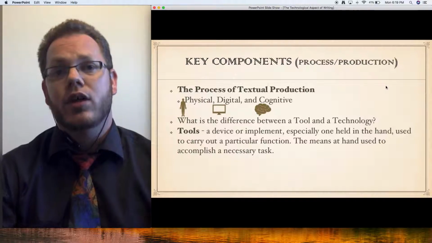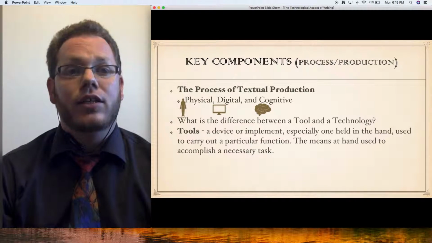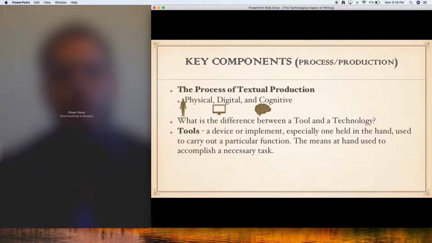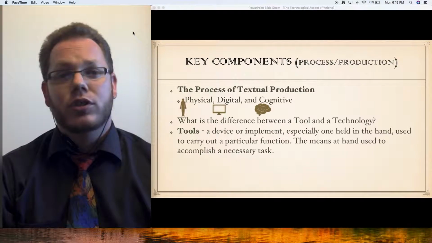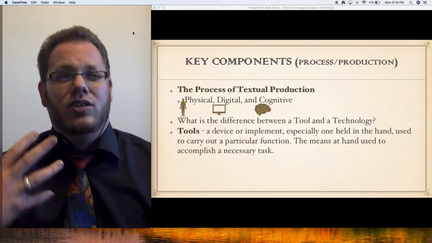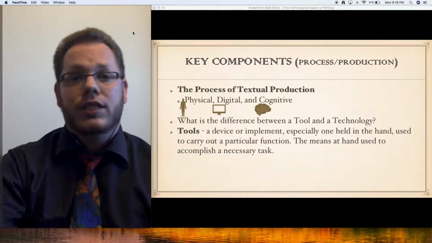But a tool is often defined as a device or implement, especially when held in the hand and used to carry out a particular function. My version of this is it's the means at hand used to accomplish a necessary task. So a tool, it's just what you do to get it done. It's functional. It's the means at hand to accomplish the task.